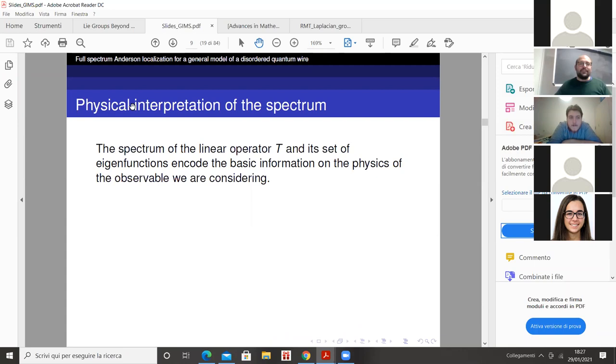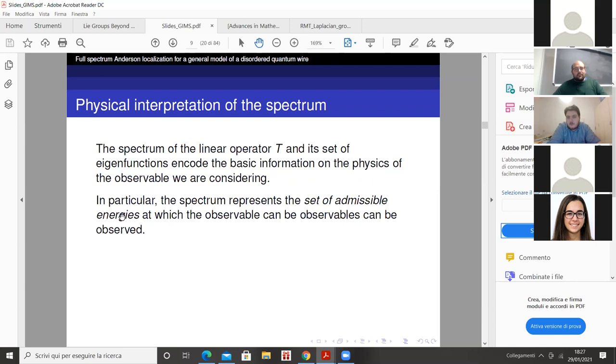Why are you interested in the spectral theory of these self-adjoint operators? We said that self-adjoint operators are the observables in quantum mechanics. But what is really relevant is their spectral decomposition, so the set of eigenfunctions and their spectrum. The spectrum represents the set of visible energies at which the observable can be observed. Here there is a typo.